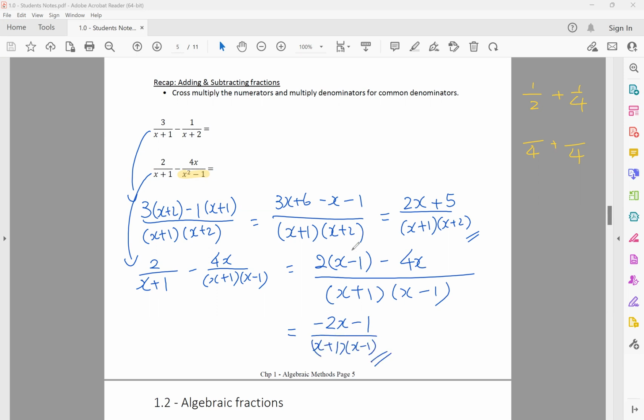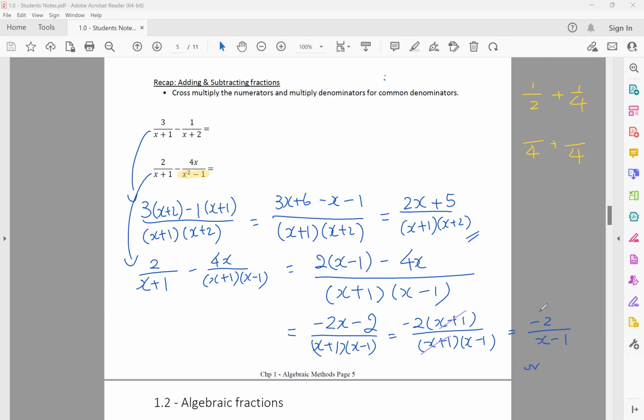Minus 2x, because it should be a minus 2 actually. If it's minus 2, then you can factor minus 2 out: x plus 1 over x plus 1, x minus 1. Actually, it could be factorized. That's why I told you not to expand the denominator. So x plus 1 is gone. So the final answer will be minus 2 over x minus 1.